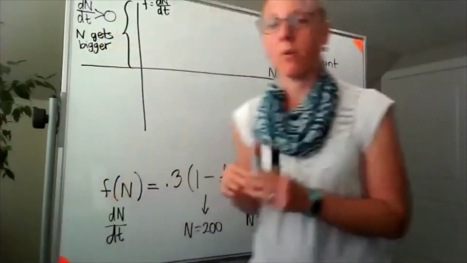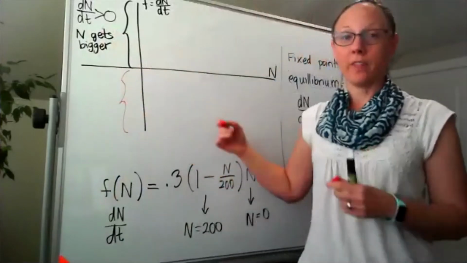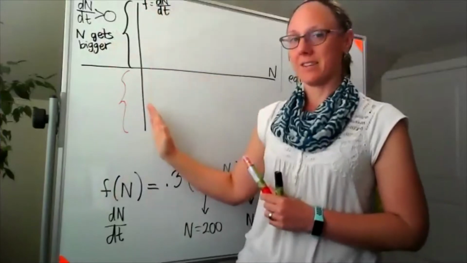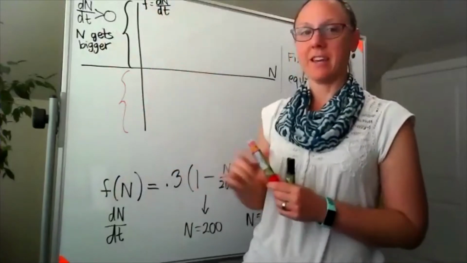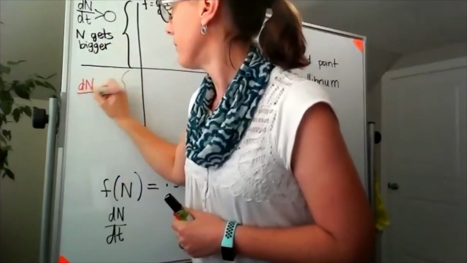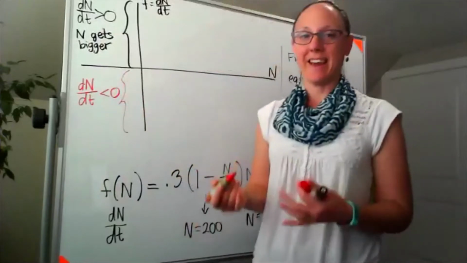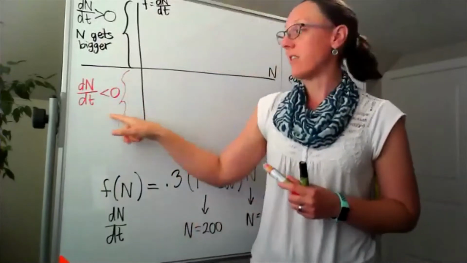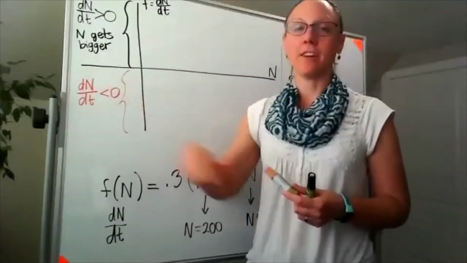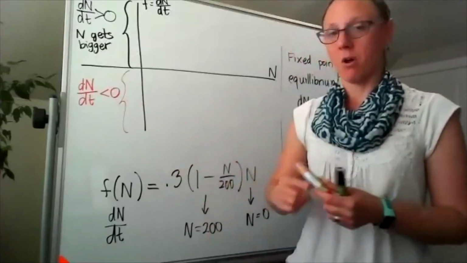Similarly, if I think about what values down here below that axis look like, well, down here, because that vertical axis is a measure of dN/dt, our dN/dt is negative. And that tells me if my slope of N is negative, or if my change in N is negative, then my N values are getting smaller.